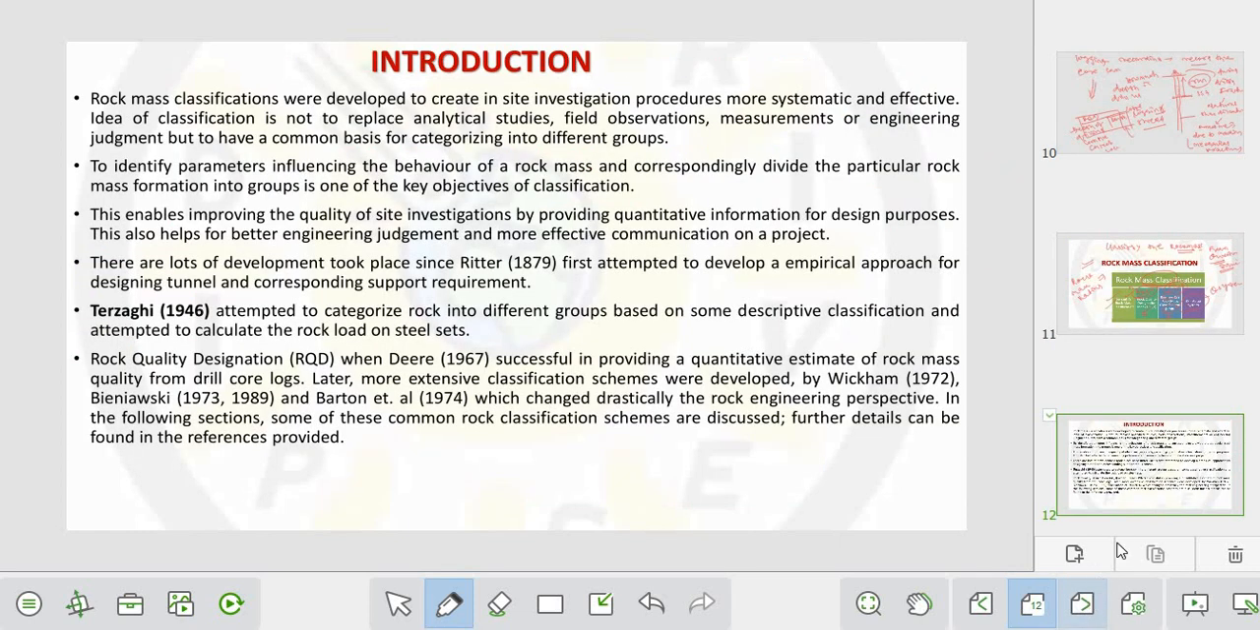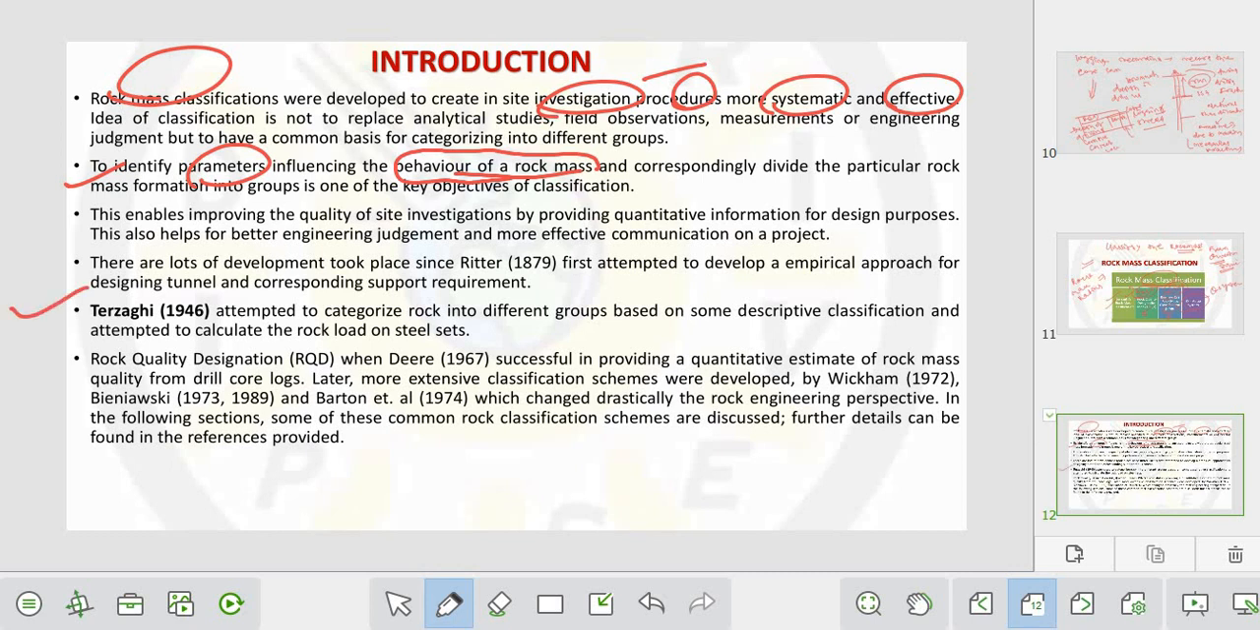So rock mass classification was developed to create site investigation. As I just said, if you are collecting a core sample, what are all those properties and what is the quality check, to make the site investigation purpose more systematic and effective, and to identify all those parameters influencing the behavior of rock mass. So all those types of parameters affect the understanding of rock mass behavior.